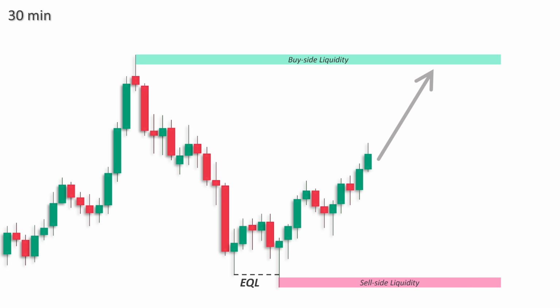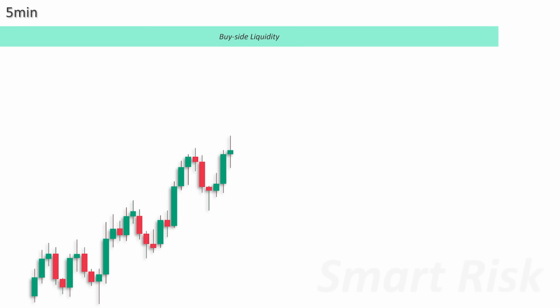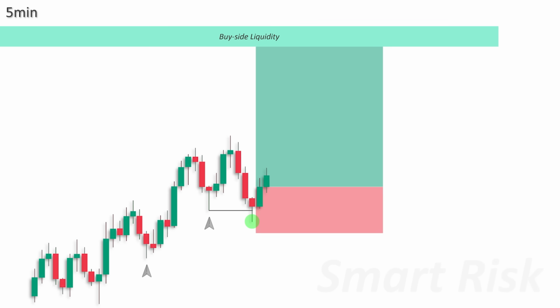If you can't find a clear draw on liquidity on the 30-minute chart, you can zoom into the 15-minute chart. The next step is identifying a liquidity grab in the opposite direction of our draw on liquidity, this time on the 5-minute chart. So, let's switch to the lower time frame. Keep in mind that the buy-side liquidity is above us. Now, we're looking for a swing low to be taken out, which signals potential upward continuation. You can enter the trade right after the price returns inside the range.